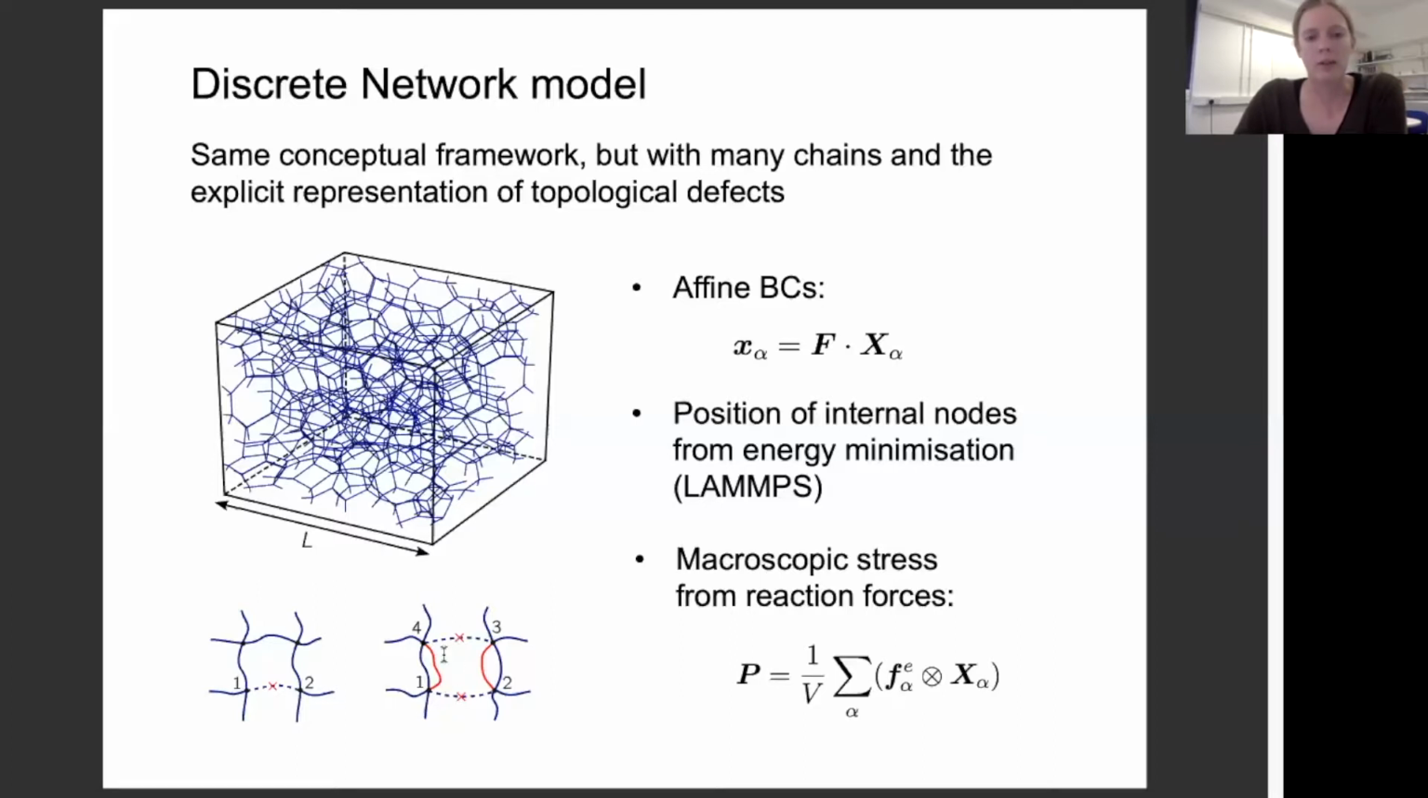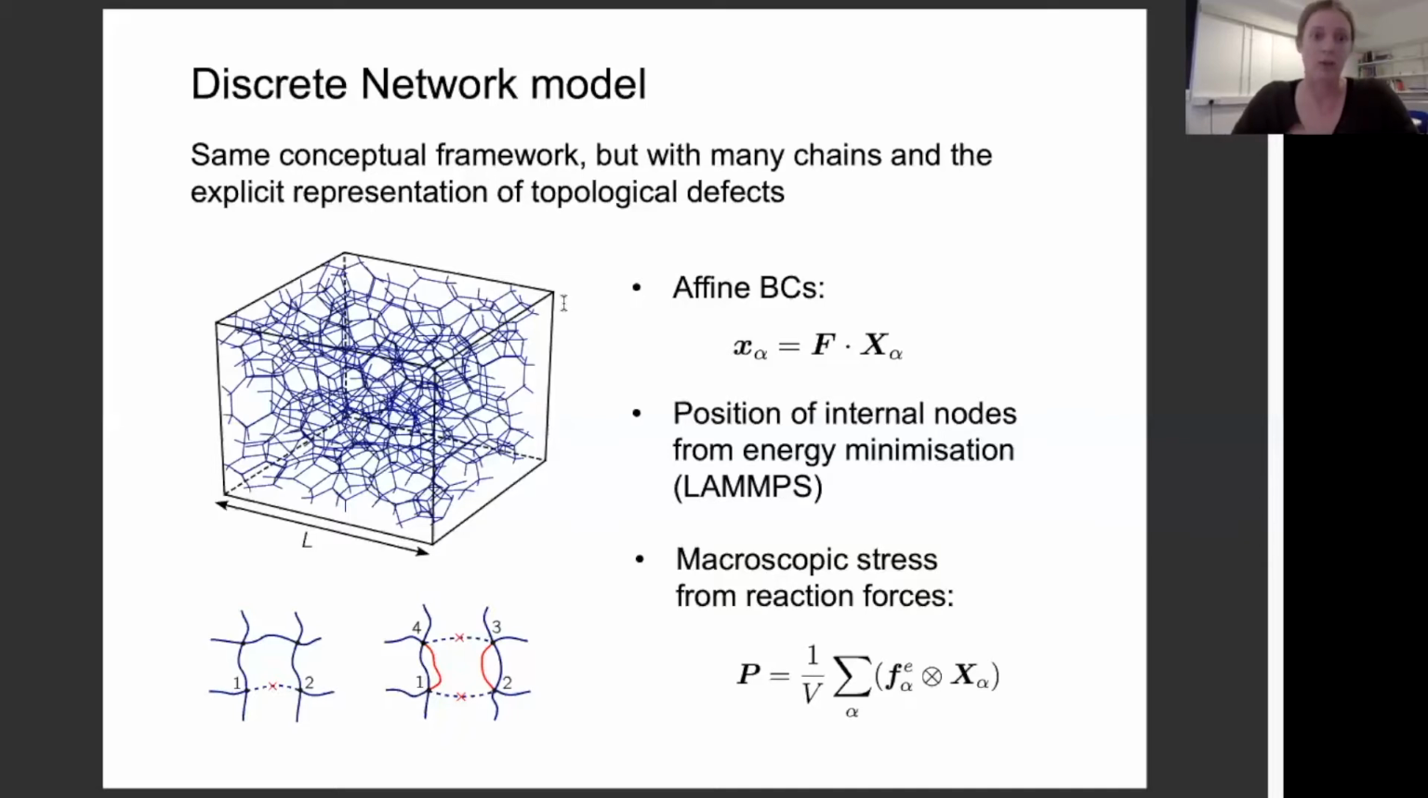So for this, what we did is starting from the perfect network, we identified 2 adjacent links, and we basically swap around the junction so that we create these double links while keeping the coordination of each node the same. So we can create all this range of structure with controlling the amount of dangling chains and the presence of loop. We apply the external loading in the form of affine boundary condition on the external nodes in the system, and then we calculate the position of the internal nodes from energy minimization, and this is done using LAMMPS.